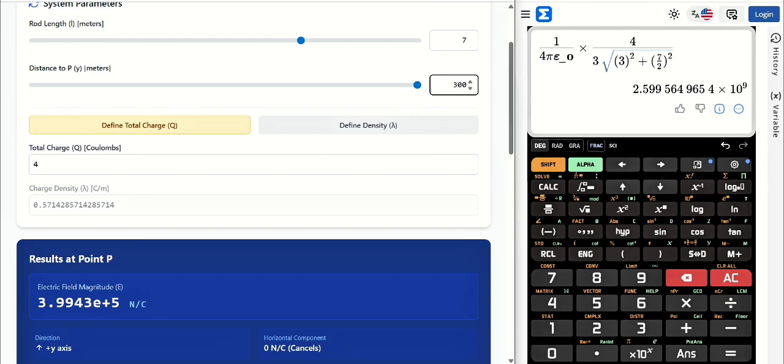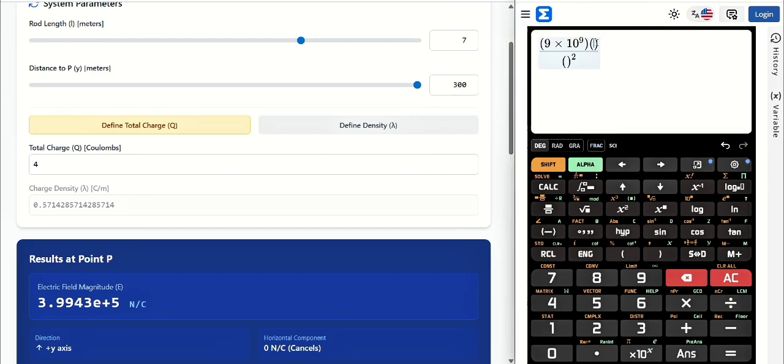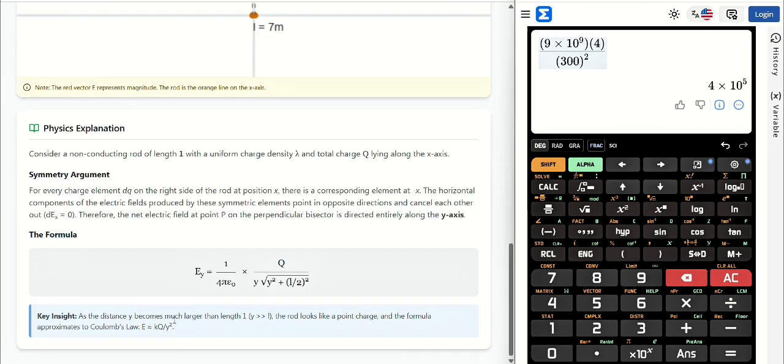And I will compute the Coulomb's law formula in the calculator. By using the Coulomb's law formula, we got the answer as 4 times 10 to the power of 5. Almost the same answer as the result in the application, which proves this statement.